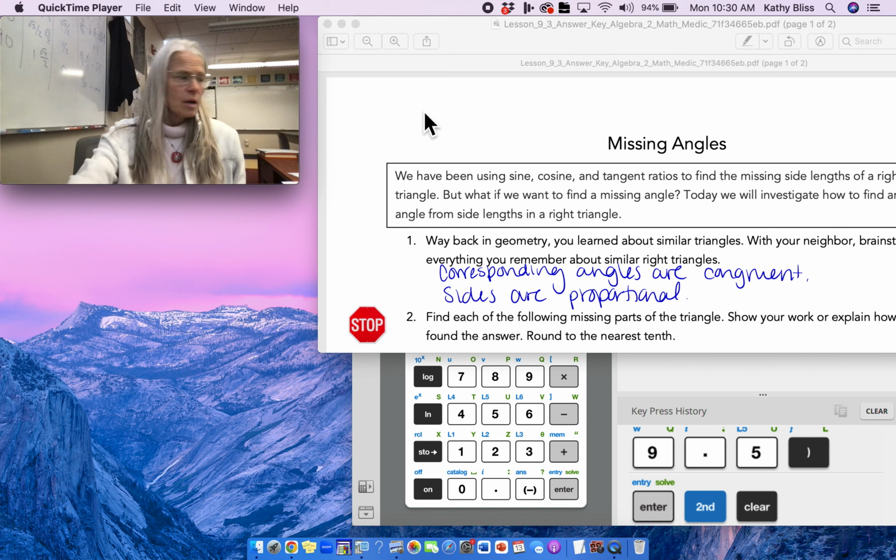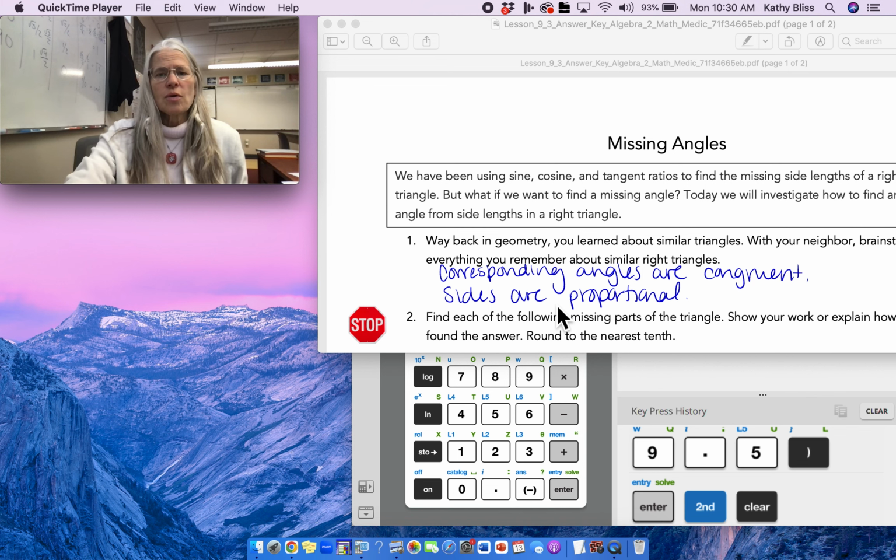So we're going to start by looking at what we did on the very first day of trigonometry, when we were looking at a bunch of different triangles, and all the angles were the same, but the sides were different. That's the basis of right triangle trigonometry: when you have similar triangles, corresponding angles are congruent, but the sides are proportional.